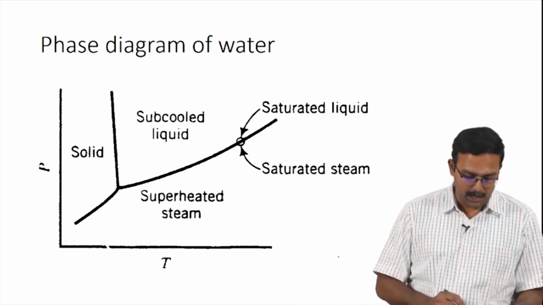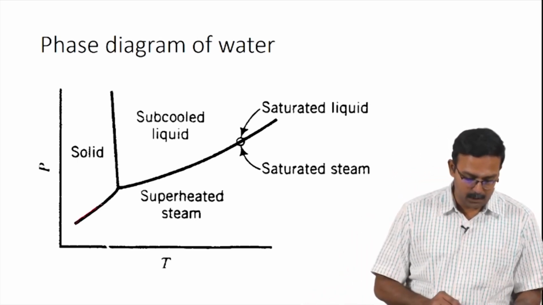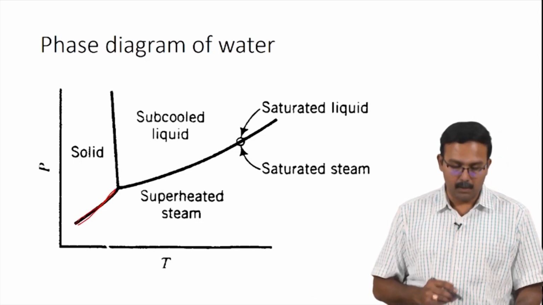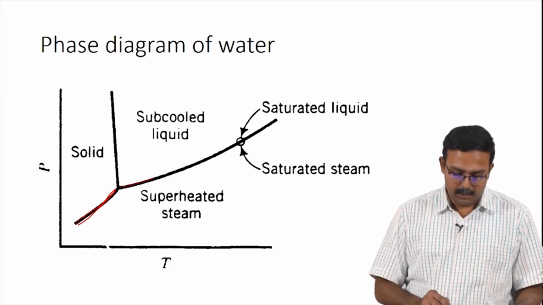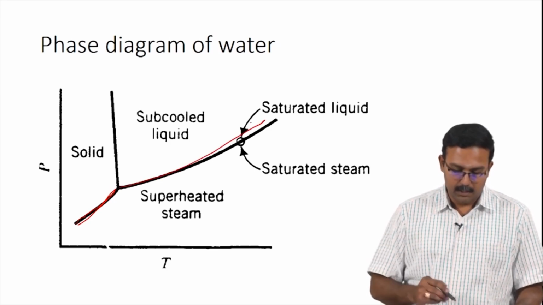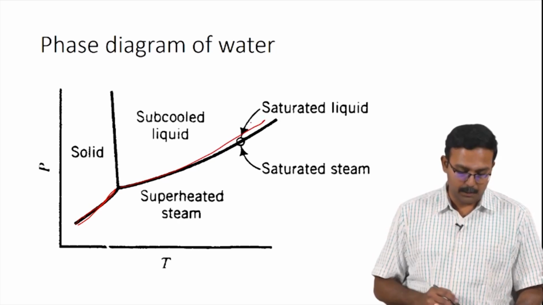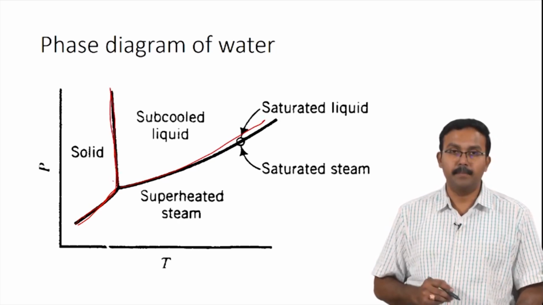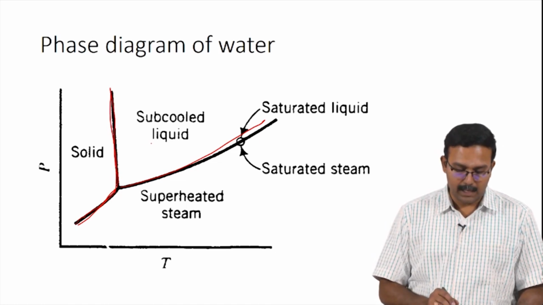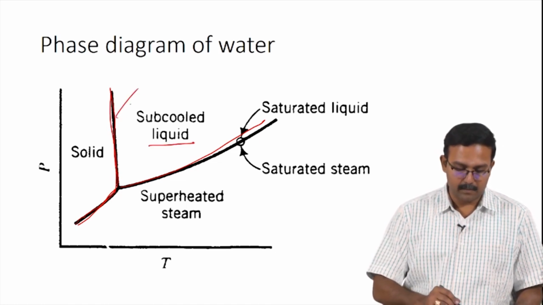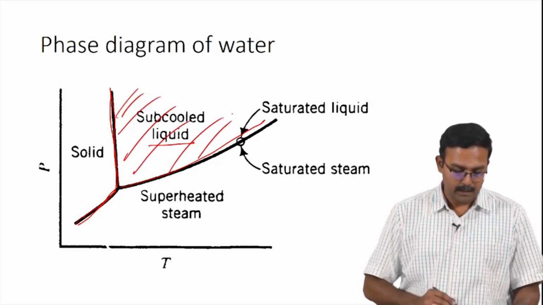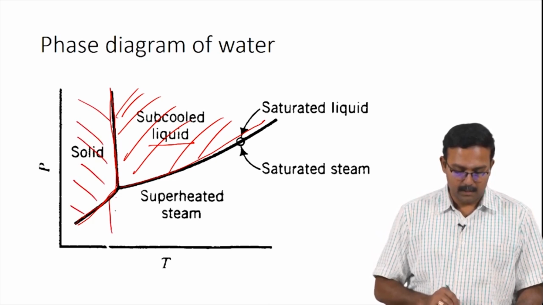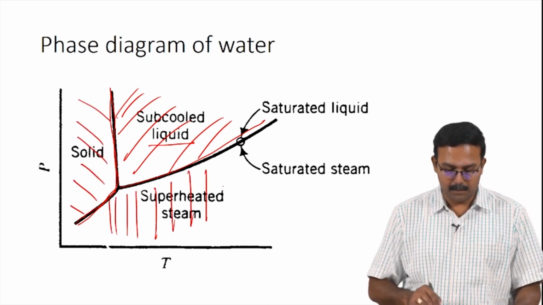In the graph you have here, this line is the solid-vapor equilibrium, this line is the liquid-vapor equilibrium or the vapor-liquid equilibrium, and this line is the solid-liquid equilibrium. So, water exists as liquid in this region, and it exists as solid in this region, and here it exists as superheated steam.